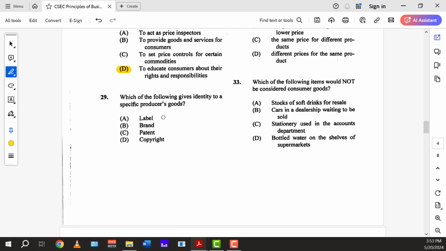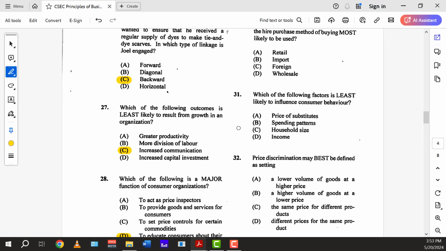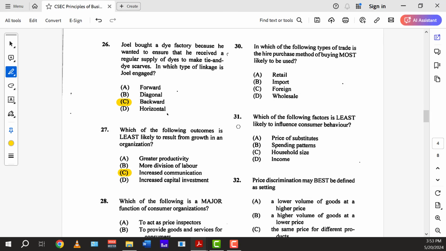29. Which of the following gives identity to a specific producer's goods? Label, brand, patent, copyright. Answer B, brand. 30. Halfway there. In which of the following types of trade is the hire purchase method of buying most likely to be used? A, retail, B, import, C, foreign, or D, wholesale. Best answer is retail. It would be weird to say that you have a hire purchase for imported goods or foreign goods or even on a wholesale level.